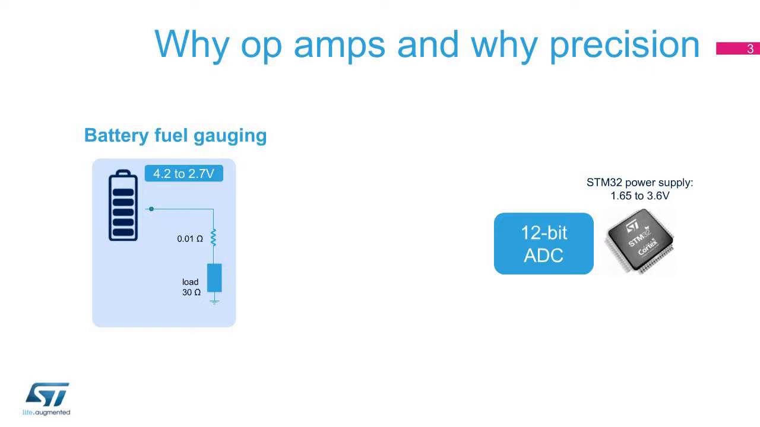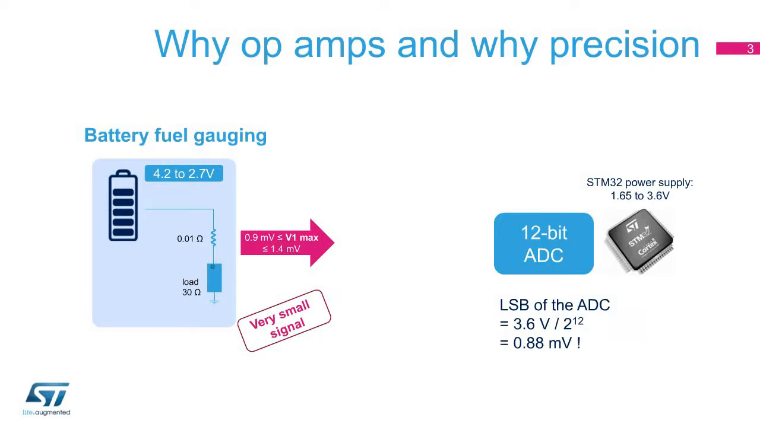In the example shown in this slide, let's consider a battery delivering a maximum current of 140 milliamps through a shunt of 10 milliohms. The resulting voltage will be 1.4 millivolts maximum. As the LSB of the ADC is 880 microvolts, we clearly need to amplify the signal to increase the accuracy.